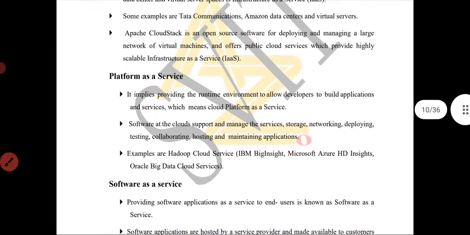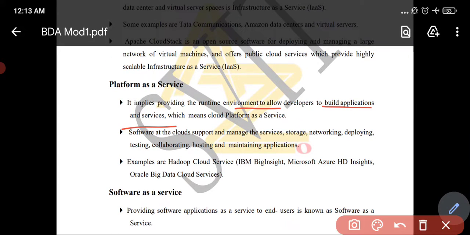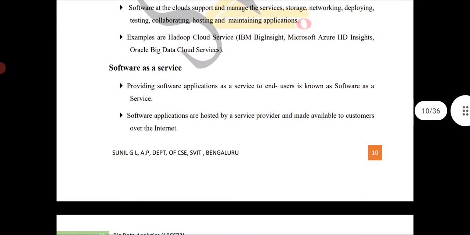And moving to the next concept, that is platform. Here the platform provides a runtime environment to allow developers to build applications and services. In addition to IaaS, they provide a platform to run or build an application. An example is Hadoop cloud service and Oracle Big Data Cloud Service, which provide a platform as a service. That means they provide an environment where developers are allowed to build an application. So that is nothing but platform as a service.